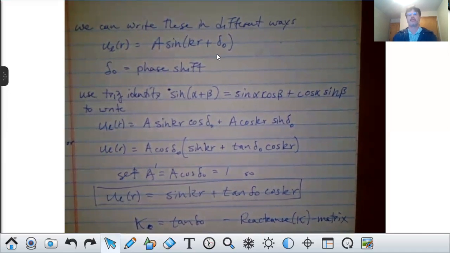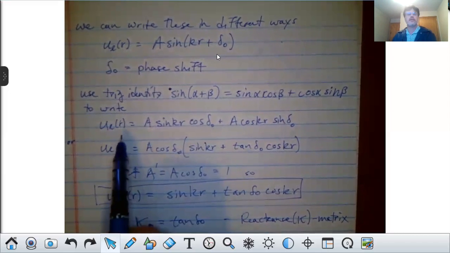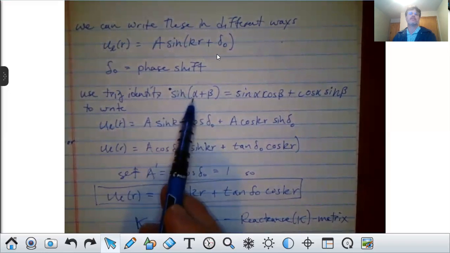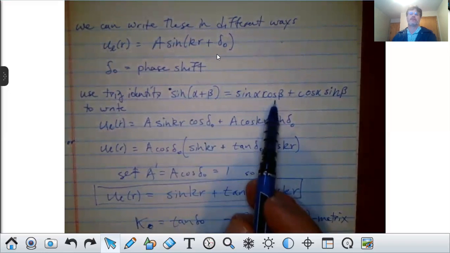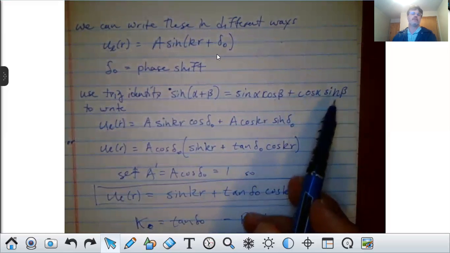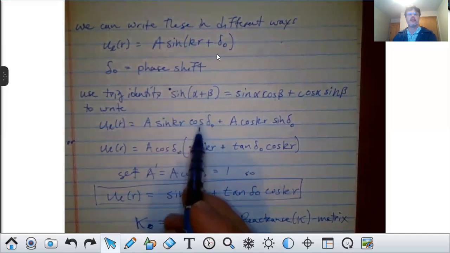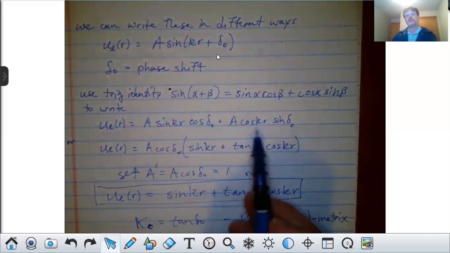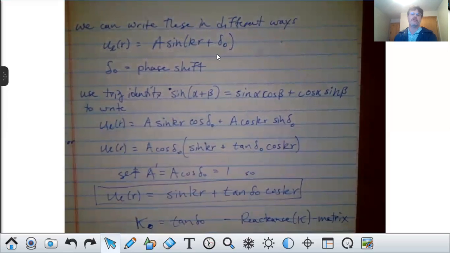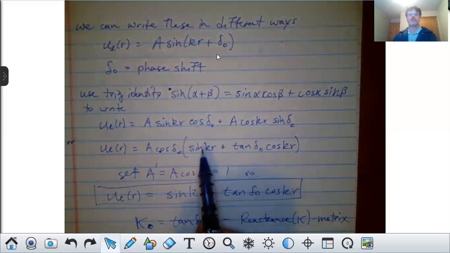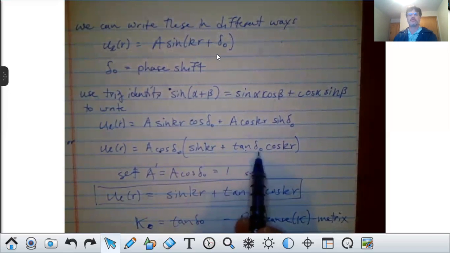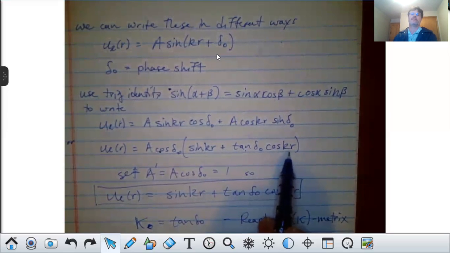Let's just rewrite this solution in a few different ways. One way to do it is to use a trig identity: sine of alpha plus beta is equal to sine alpha cosine beta plus cosine alpha sine beta. And I'm just going to apply that to this. So I get a sine kr cosine delta 0 plus a cosine kr sine delta 0. Now I'm going to pull out this a cosine delta 0, and I'm left in parentheses with a sine kr plus tangent delta 0 times cosine kr.